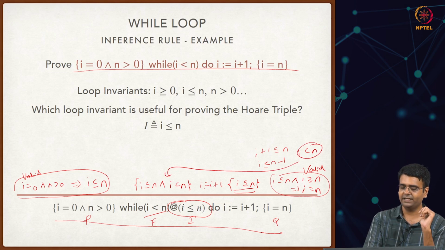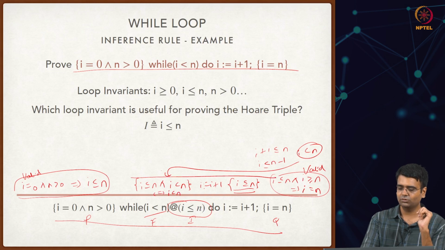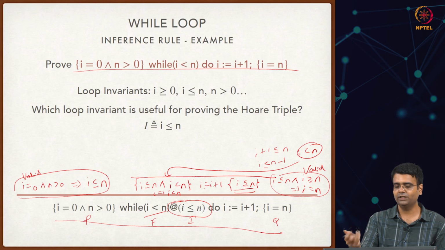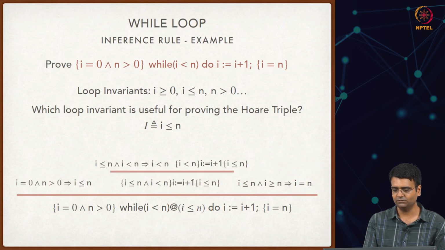So the precondition i ≤ n and i < n is equivalent to i < n. So simply by using the assignment rule, I can deduce that this Hoare triple is also valid. I don't need to prove anything else. So that's it, I'm done. i ≤ n and i < n implies that i < n.